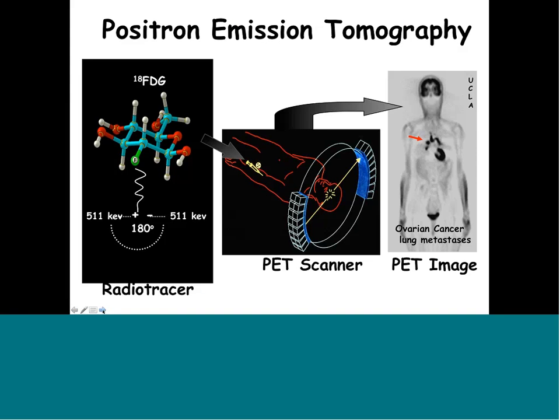Their heart is lit up because the heart sometimes uses sugar for energy. You can see muscles lit up, but you can see a very special group that you wouldn't normally see in a normal person. This is a person with lung metastases from ovarian cancer. And this occurs because tumors also burn sugar. So your brain uses sugar almost entirely as an energy source. Tumors also burn sugar. So that's why this is such a useful tracer for cancer.